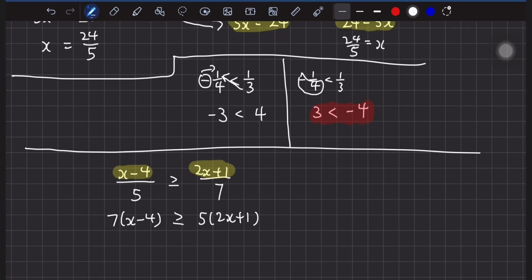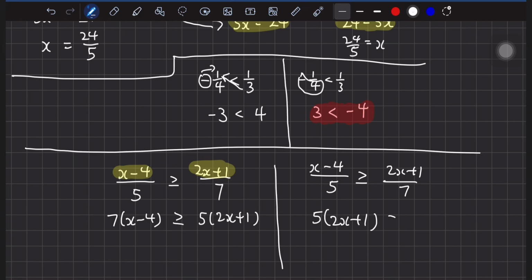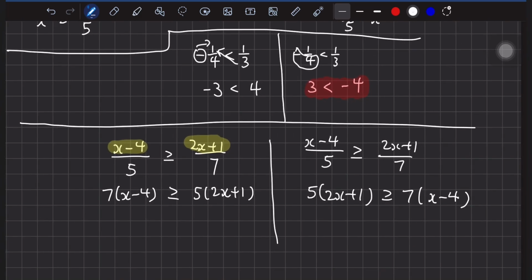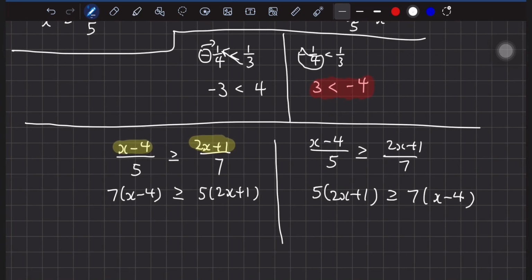Take note, if we do it wrongly, which means that if any student does it in this manner, x minus 4 over 5 greater or equals to 2x plus 1 over 7, and just anyhow cross multiplies, so 5 bracket 2x plus 1, 7 bracket x minus 4, you can see later on the answer will be different or incorrect. So let me finish up the left hand side, which is the correct one.